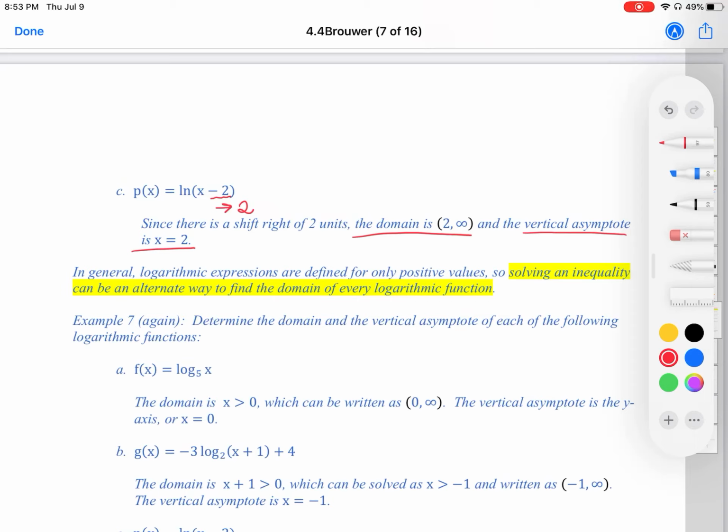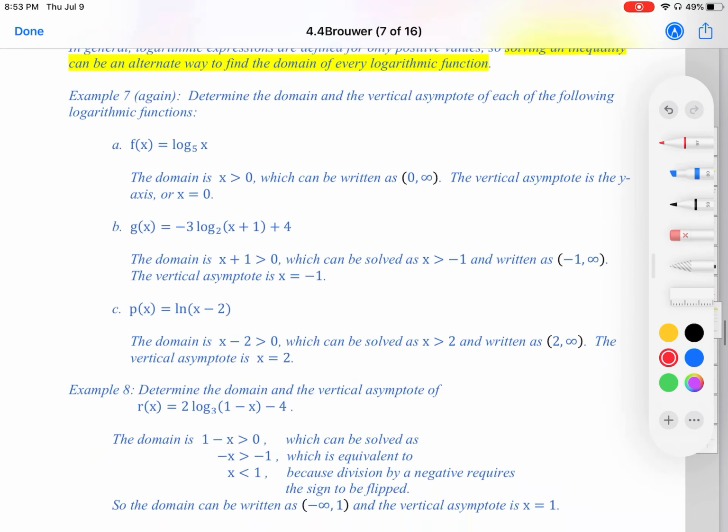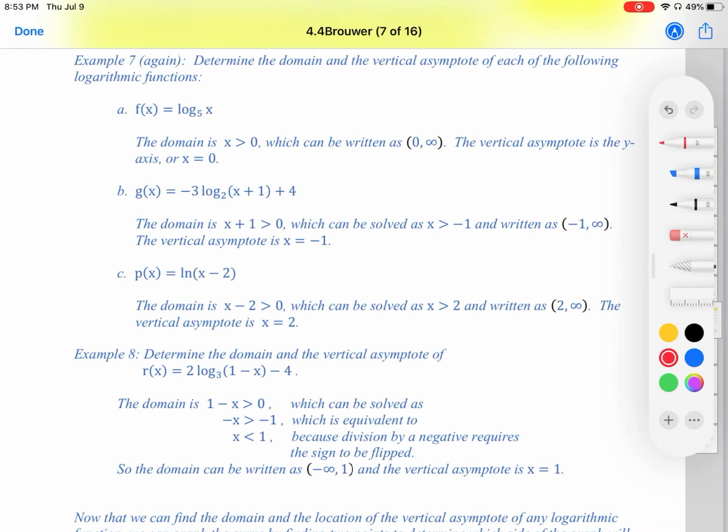So, solving an inequality can be an alternate way to find the domain of every logarithmic function. Example 7 again: determine the domain and vertical asymptote of each of the following logarithmic functions. The domain is x is greater than 0, which is written as 0 to infinity, and our vertical asymptote is x equals 0.